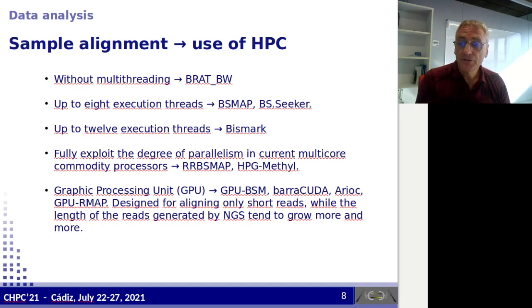From the point of view of HPC, we can see that there is a shortage of efficiently implemented tools. Only RRBS map and HPG methyl exploit the degree of parallelism in current multi-core processors. In fact, the tools developed for heterogeneous architecture using GPUs are currently outdated, given the new length of reads in FASTQ files yielded by the current next generation sequencers.